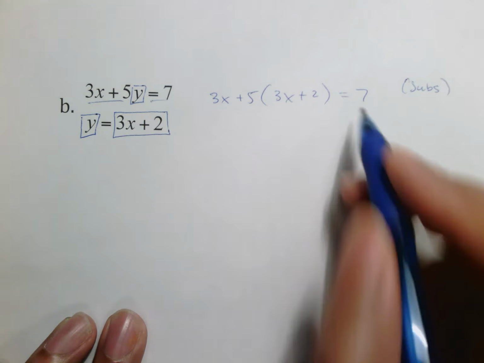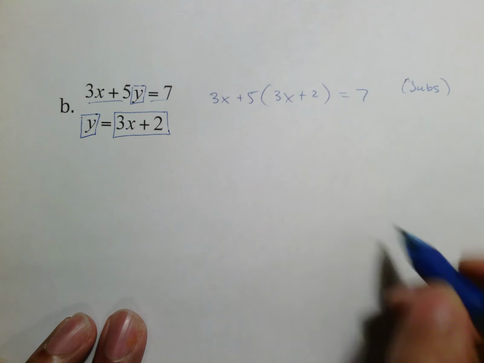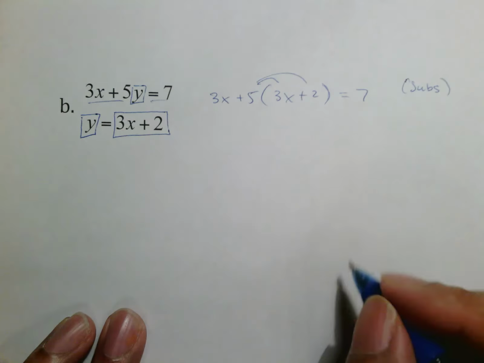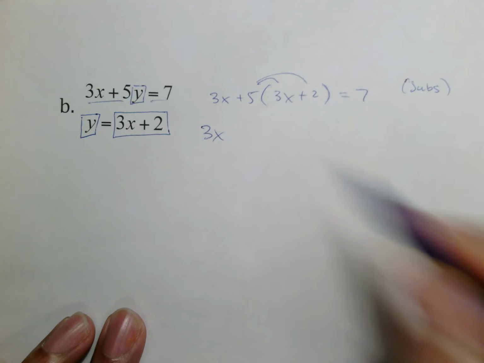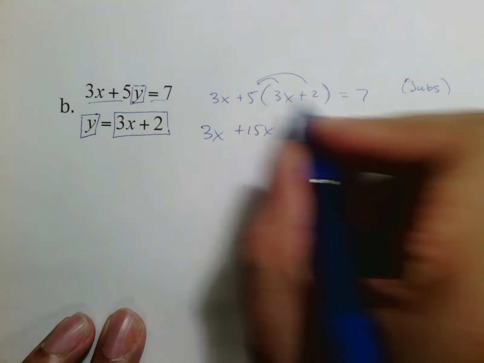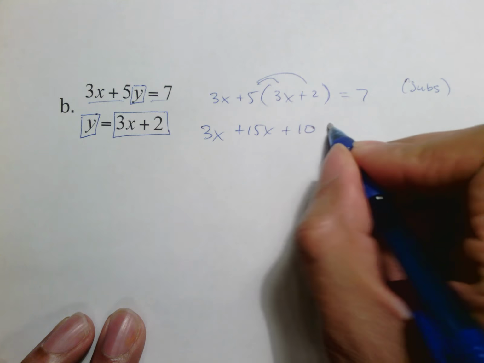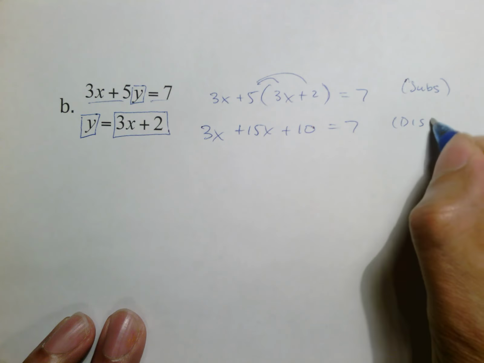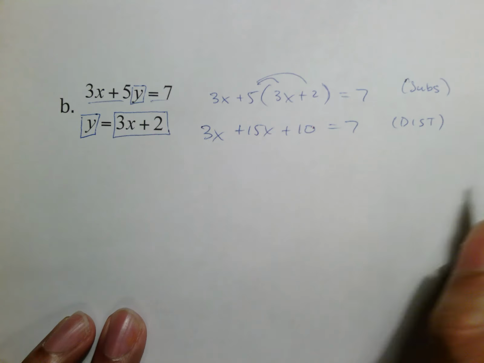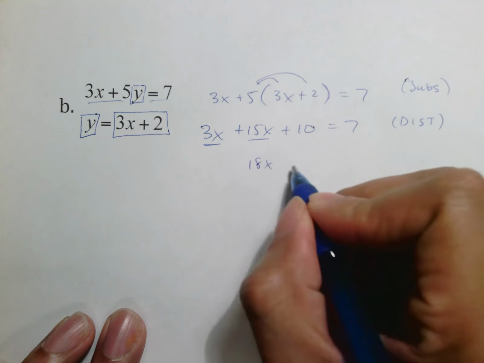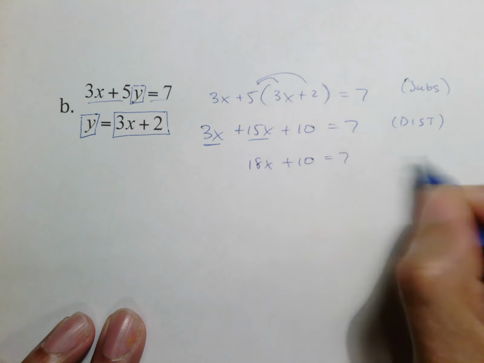That is the substitution step. Again, that's the first thing you're going to type into your computer assignment today. The second thing we're going to do is distribute into the parentheses. So 5 meets both of these numbers. 3x did nothing, it just comes down. 5 times 3x makes 15x, and then 5 times 2 makes 10, and all of that equals 7. That is the distribute step. The last step is to combine like terms. Notice 3x and 15x go together to make 18x plus 10 equals 7.